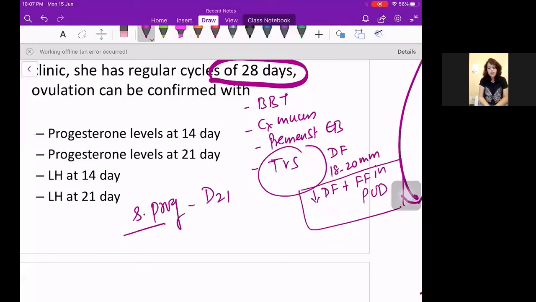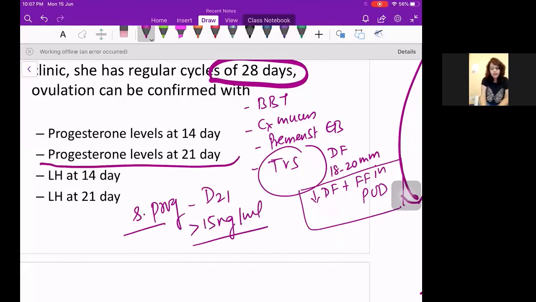So on day 21, serum progesterone levels are done, and a value of more than 15 nanograms per ml is confirmatory for ovulation. In this case, they have already written 28 days, so straight away our answer is progesterone levels done on day 21. What are the tests for ovulation? Basal body temperature, cervical mucus method, premenstrual endometrial biopsy, transvaginal scan, and serum progesterone.